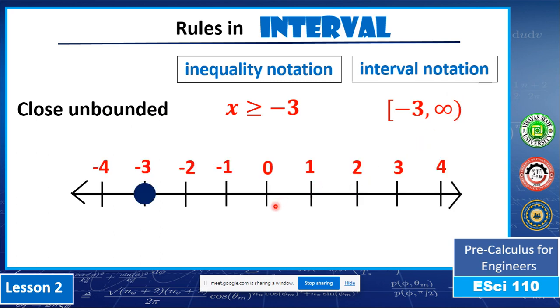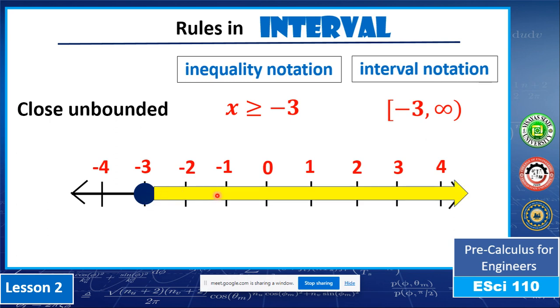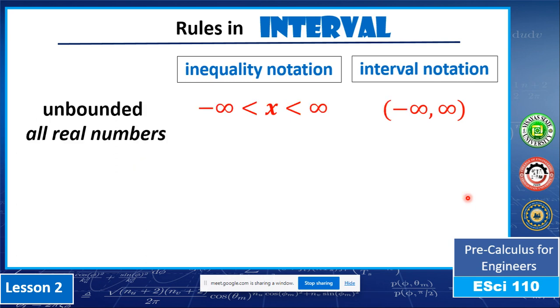If you're going to plot this, -3 becomes solid, then highlight all values towards the right side, up to positive infinity. So these are words to remember. For open, use parentheses. For close, use a brace since it is non-strict. For unbounded, positive or negative infinity, you just use parentheses, the same as the open interval.